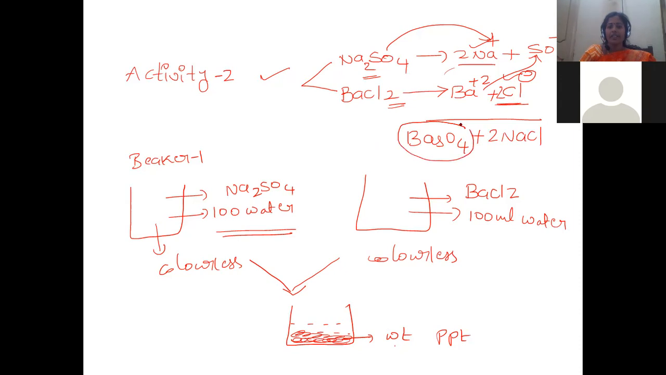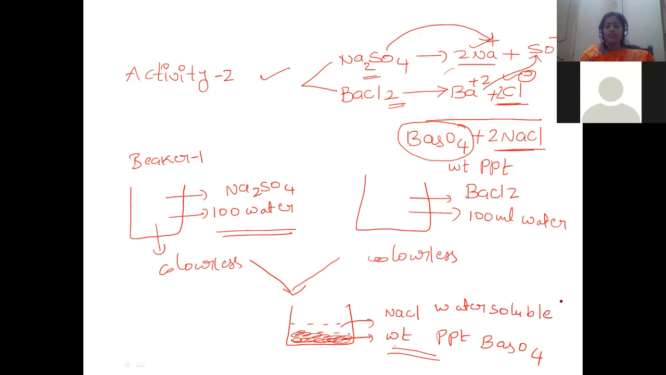This barium sulfate is the white color precipitate formed in the beaker. Here you observe that a white precipitate is formed. That white precipitate is nothing but barium sulfate, which is formed by mixing Na2SO4 with BaCl2. And in this beaker, you also find another solution, that is sodium chloride, because another product is also formed by mixing Na+ with Cl-, but it is water soluble. Water soluble. That's why no precipitate will be formed here. In this way, the second activity will be carried out.